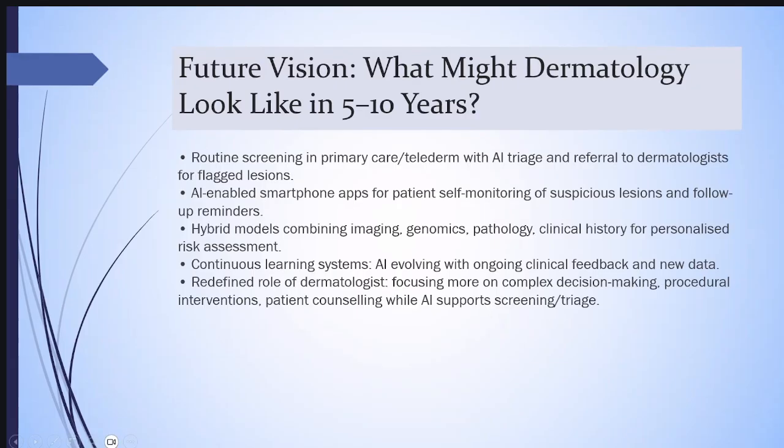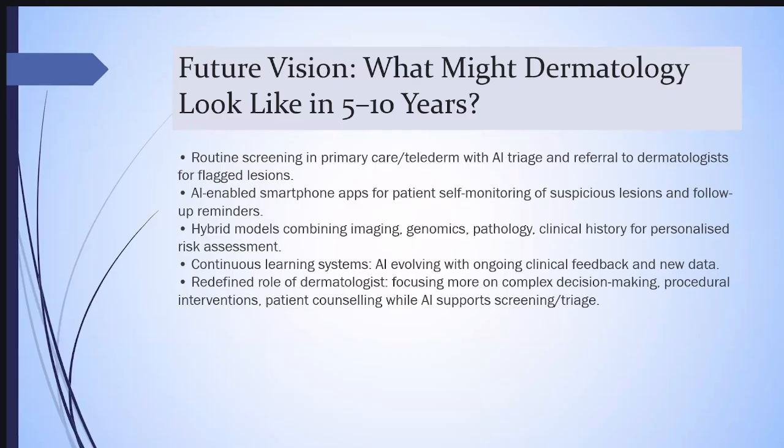Routine screening in primary care, telederm with AI triage, and referral to dermatologists for flagged lesions. Take it from me, Tamil Nadu has got the most beautiful primary healthcare system. So somewhere, somebody is in a very remote village. If the patient needs a dermatological intervention, all these might come into play. AI enables smartphone apps for patient self monitoring of suspicious lesions, and this is again a very risky one. You know why? And hybrid models combining imaging, genomics, pathology, risk assessment, and all those.